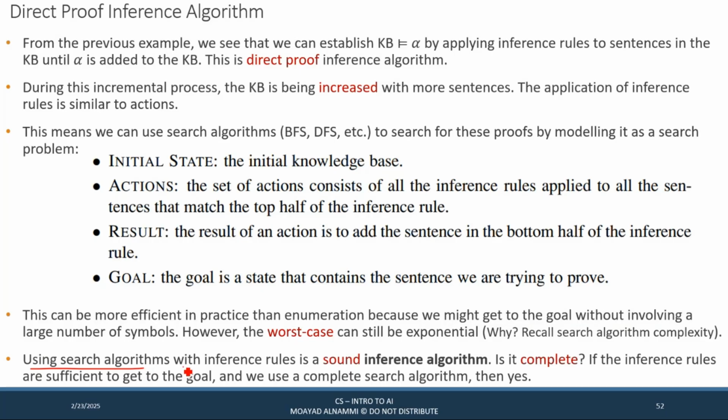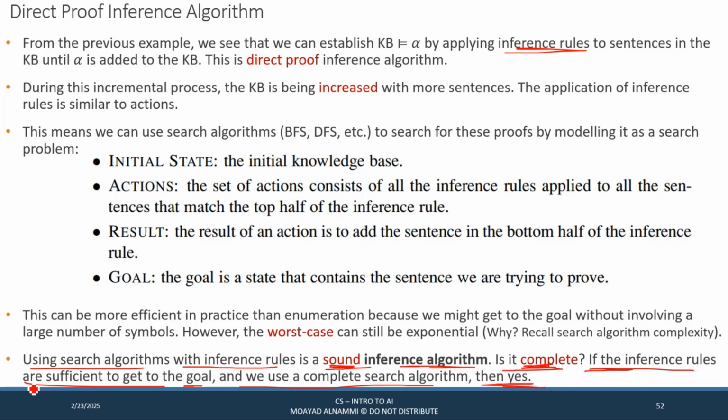Using search algorithms with inference rules, meaning this direct proof search process, is a sound inference algorithm. The question is, is it complete? The reason it's a sound inference algorithm is because we use inference rules and inference rules are sound. However, is it complete? Well, it's complete with the following caveat. If the inference rules are sufficient to get to the goal and we use a complete search algorithm, then yes, this would be a complete and sound inference algorithm.